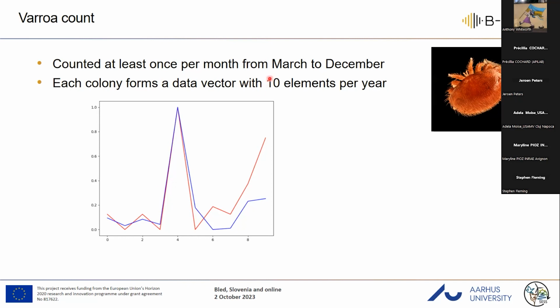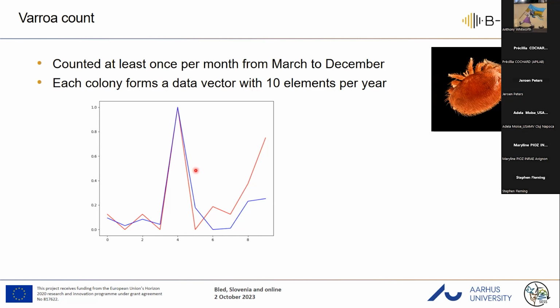So for the varroa count, it was done at least once per month from March to December. So at least then we have 10 numbers for a colony. And if we have multiple counts in one single month, we use the average number for that month to represent the varroa count number for that colony. Then for each colony, we have a 10 elements vector. So we can use this 10 elements vector to do the prediction and the training.